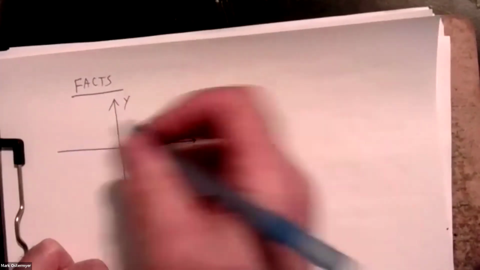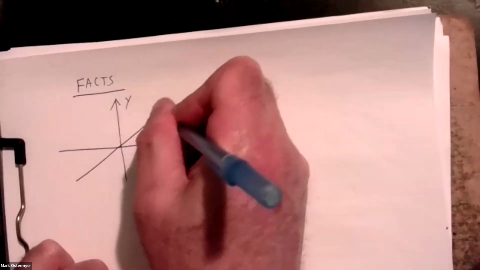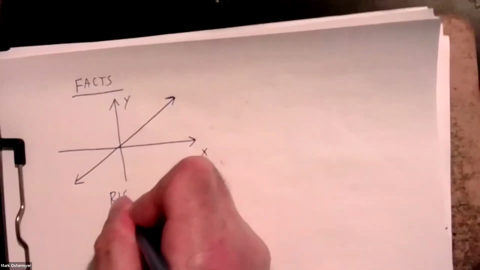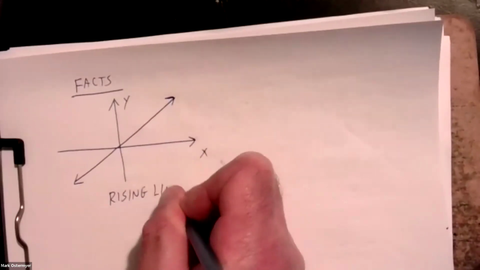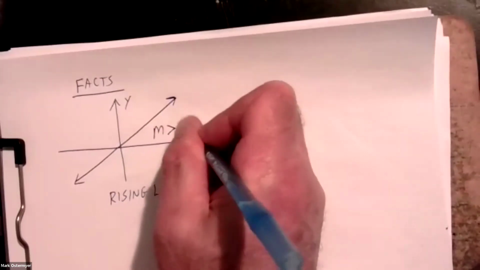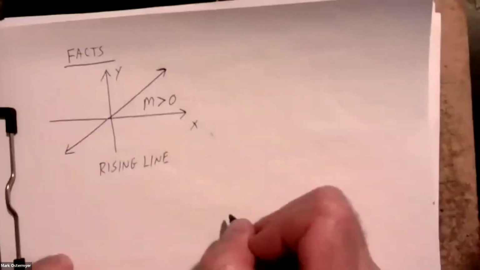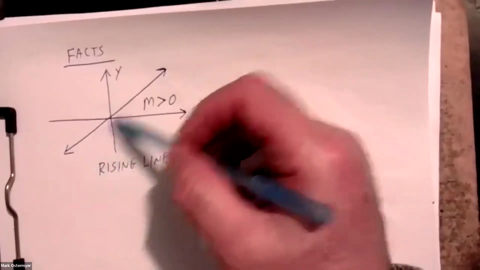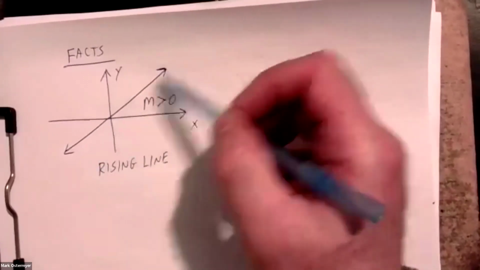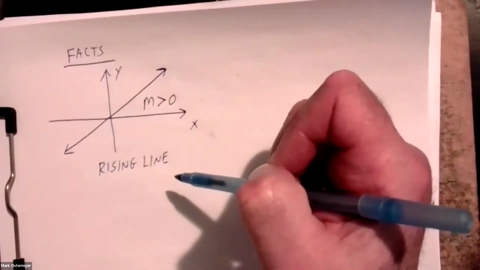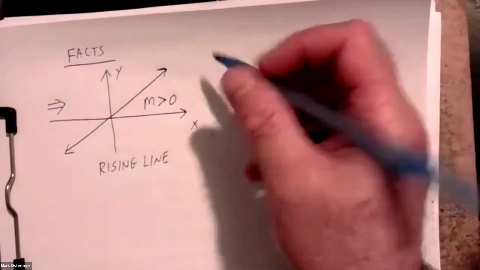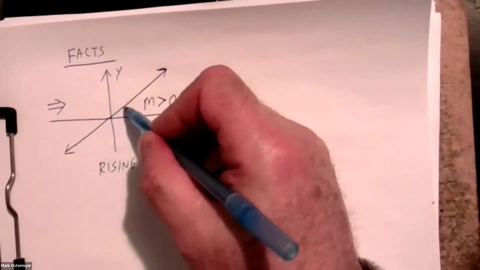Any linear equation that generates a graph that looks like this, we say that the graph is a rising line in the XY plane. Rising lines always have positive slopes. So if the graph of a linear equation is oriented this way in the XY plane, it's a rising line, it must have a positive slope. We call it a rising line because as we progress from left to right in the plane, we're rising on the line.